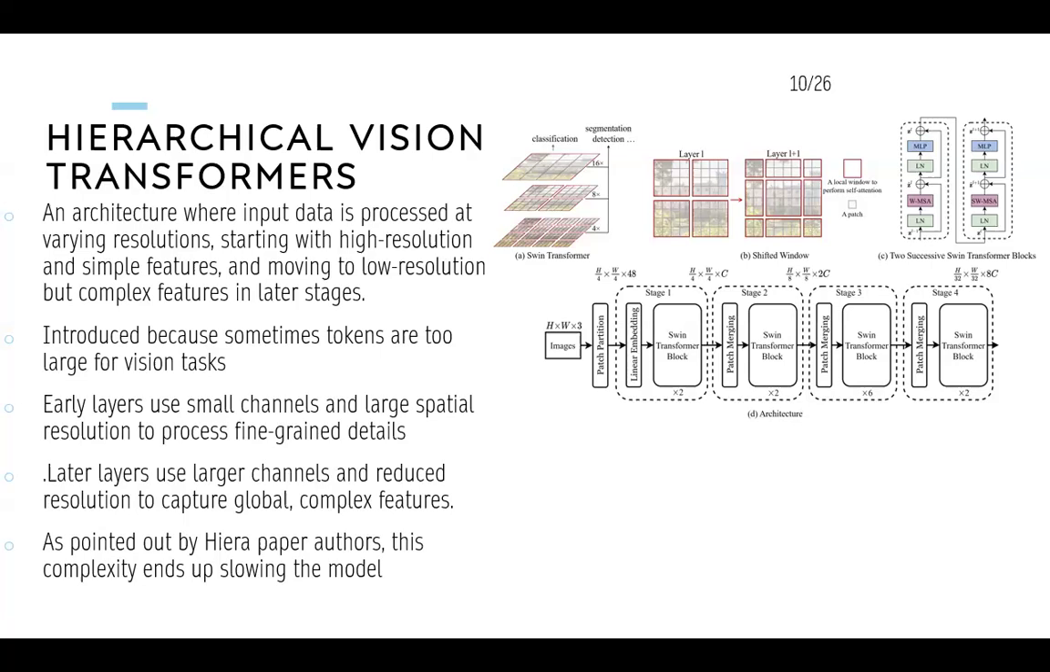This is an architecture where the input data is processed at varying resolutions, starting with high resolution and simple features, and then moving to low resolution but complex features in the later stages. So essentially, it replicates what convolutional neural networks do with images, where it analyzes from a high level at the beginning, and then as the layers go on, it introduces more fine-grained, smaller squares to really process the features. At the early stages it has a high spatial resolution and a low channel count. At the later stages over here it uses a low spatial resolution and a high channel count.